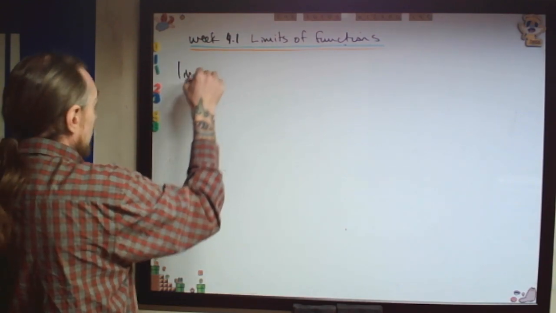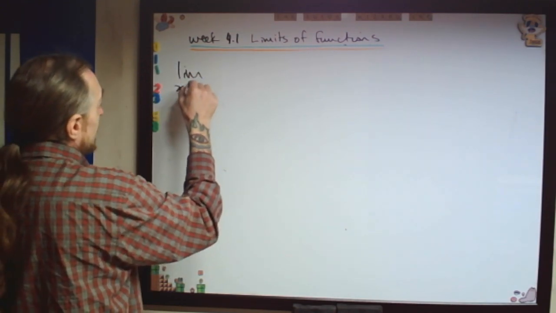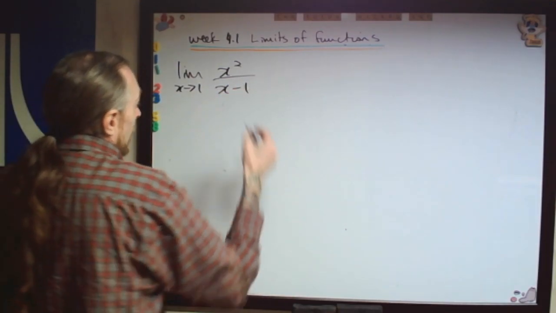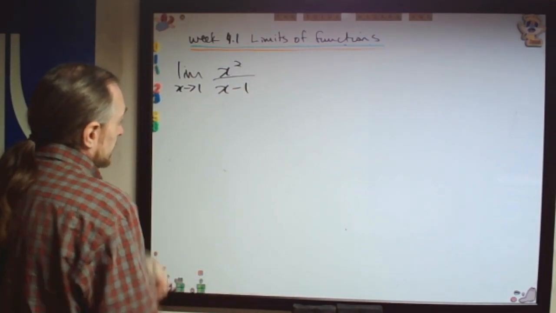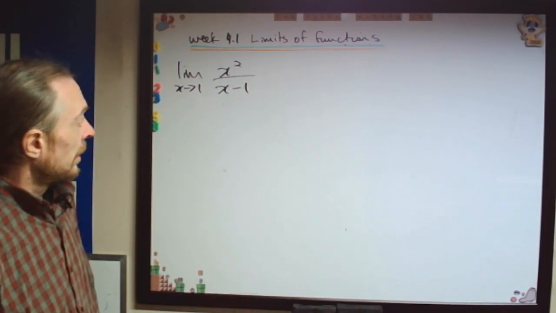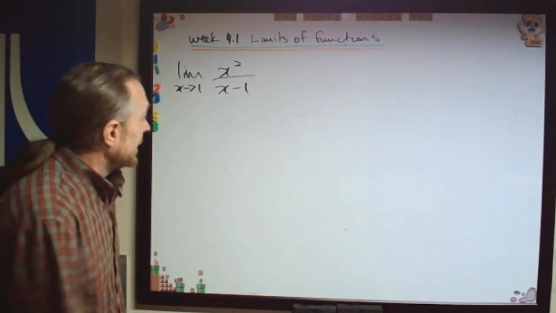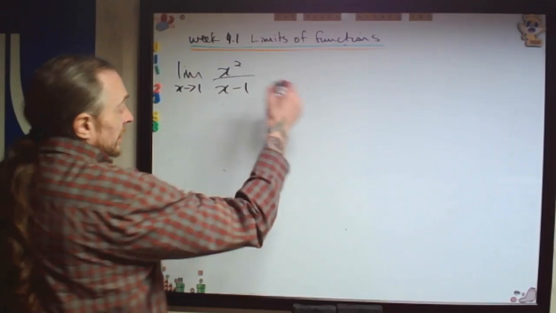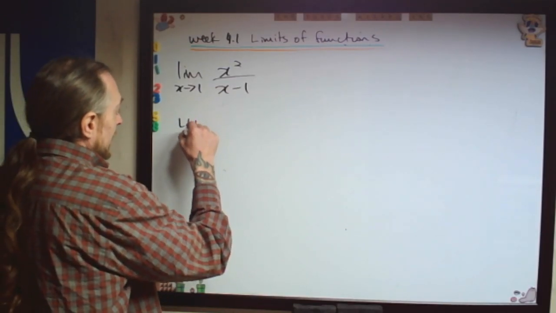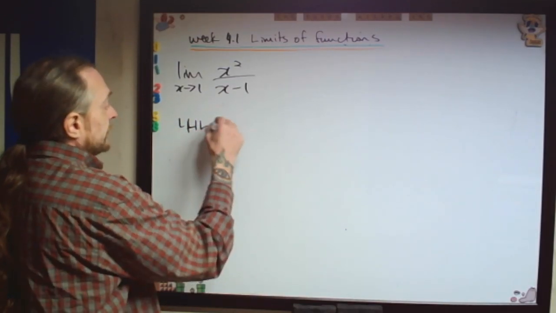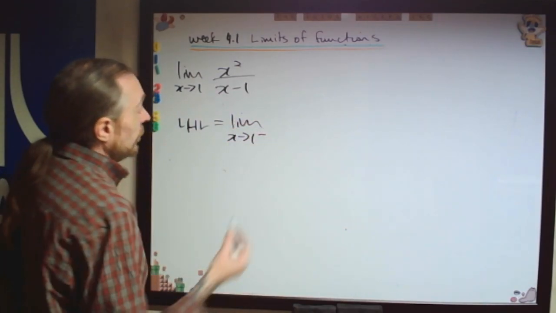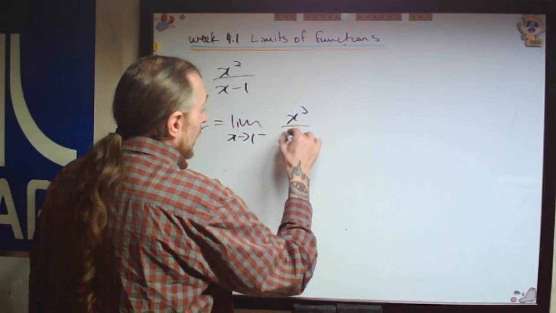But let's try the limit as x approaches 1 of x squared over x minus 1. Then the first thing I see is, because I don't have a squared, I am going to 1. There is a problem. We should switch and look at the left-hand limit and the right-hand limit immediately. So the left-hand limit is the limit as x approaches 1 from below of x squared over x minus 1.